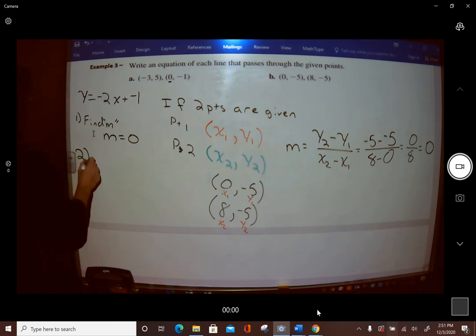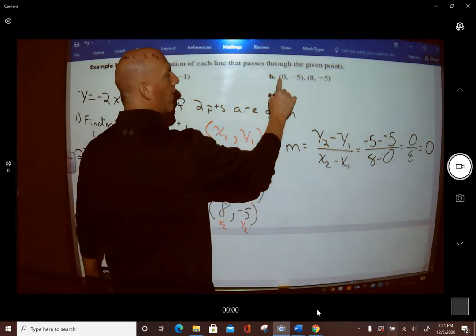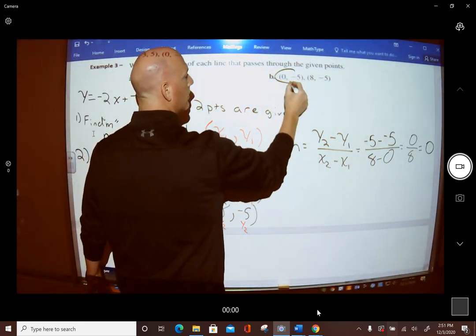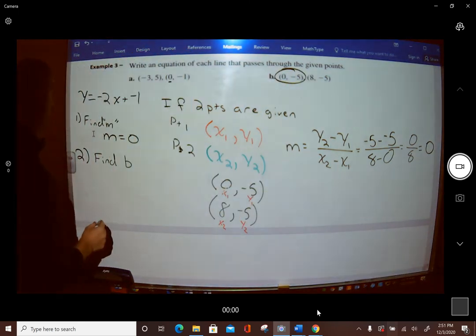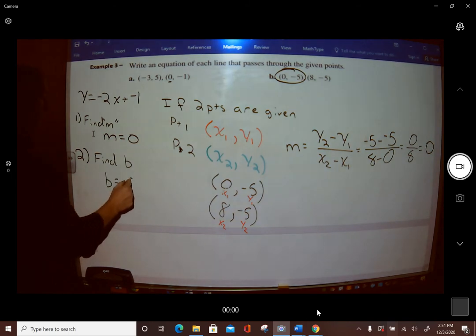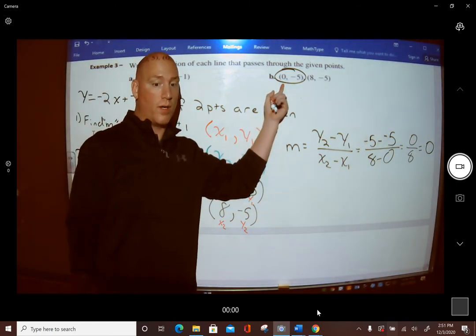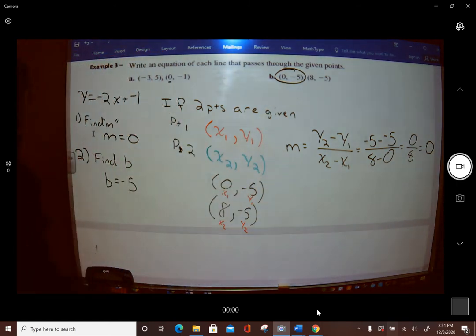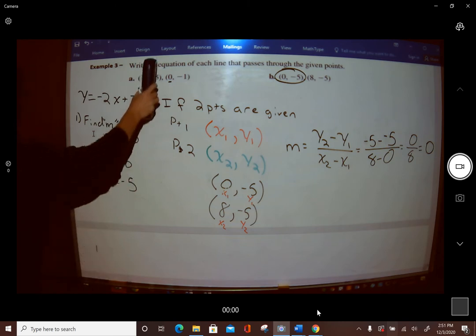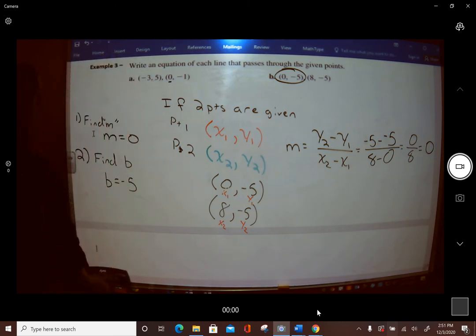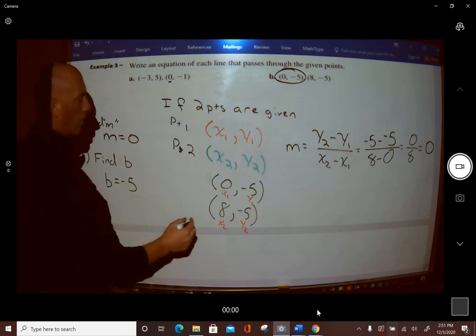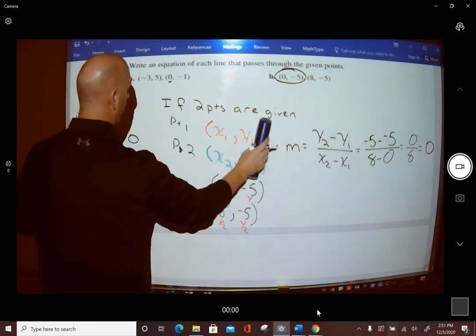Now the second part, find b. Well, I told you guys in this, the b is always going to be at the y-intercept. If x is 0, we have the y-intercept. This is the point we're looking at, and it'll tell me b equals -5. And again, I know that because the x coordinate is 0. So now I have my m and my b. Sorry, that was from the last problem. Now all I have to do is go and plug in. So I'm going to do this over here. I don't need this anymore.